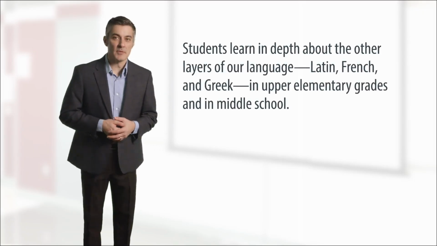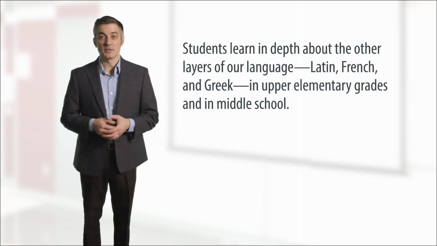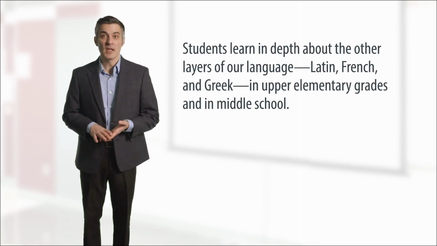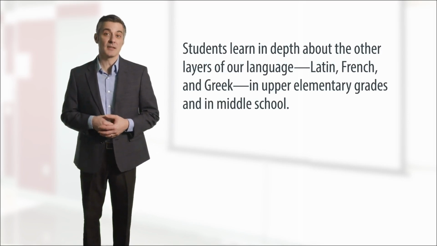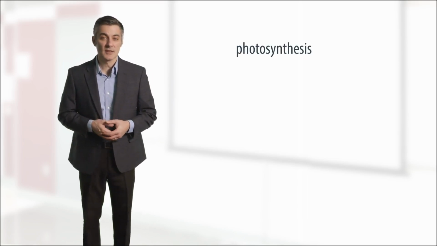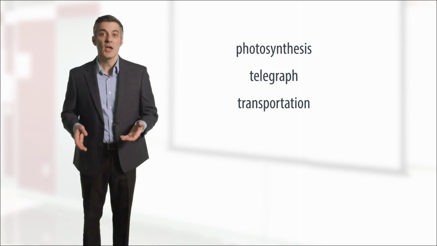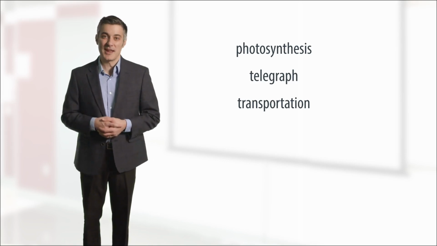Students learn in depth about the other layers of our language, Latin, French, and Greek, in upper elementary grades and in middle school. That does not mean children in grades 1 through 3 never hear or use words that originated in these other languages. Words from Greek and Latin, such as photosynthesis, telegraph, or transportation, turn up in lessons in various content areas. When appropriate, these words may be included in word study. However, they are generally not the focus of decoding and spelling instruction.